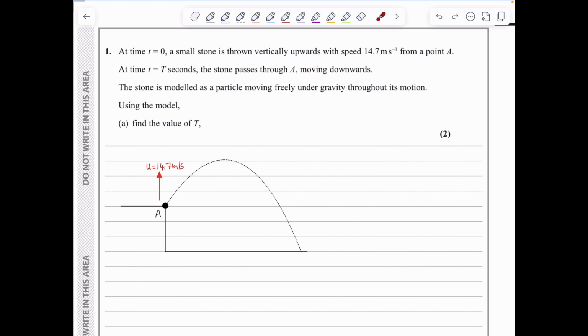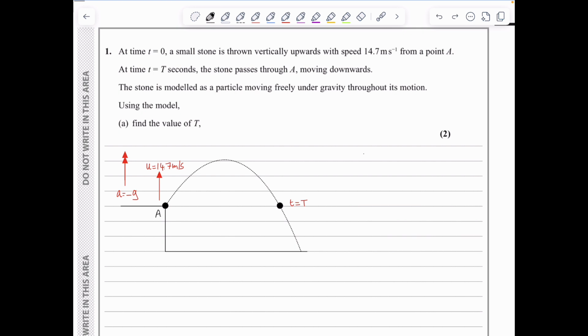The acceleration is negative g because gravity is fighting the motion, and we are told that at capital T seconds the stone passes through A. So at capital T seconds we are at the same height as A, something like this, and I will be using SUVAT equations here to determine the value of capital T. The first thing I can do is exploit the symmetric nature of vertical motion. Since these two are at the same height, the velocity here is negative 14.7, exactly the same magnitude but a different direction.